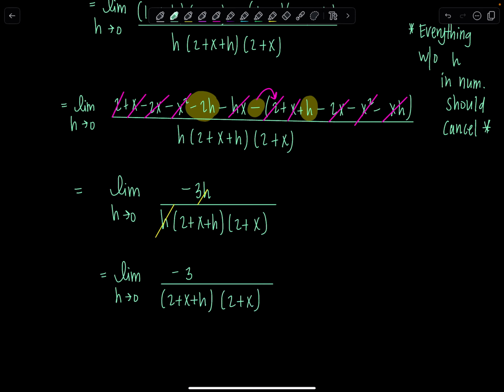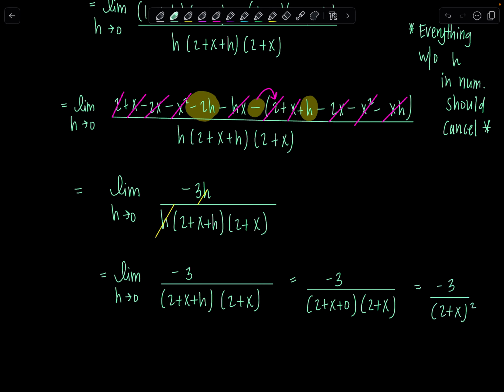Now we're taking the limit as h goes to 0, so I'm going to substitute in 0 for h. I don't have to write lim anymore. So we have 2 plus x plus 0 times 2 plus x, and I just have 2 plus x quantity squared in the denominator. Negative 3 over 2 plus x squared.